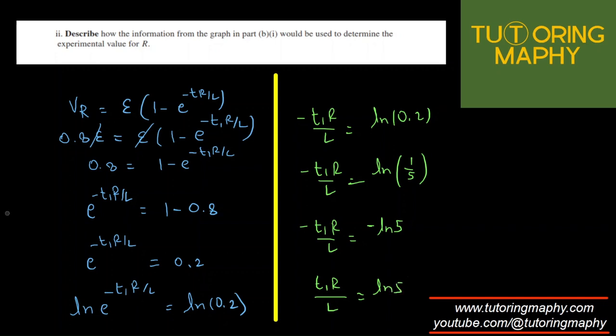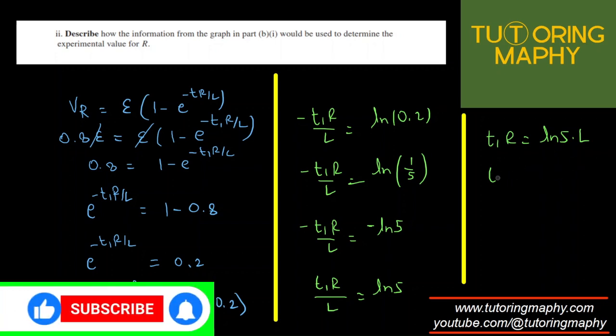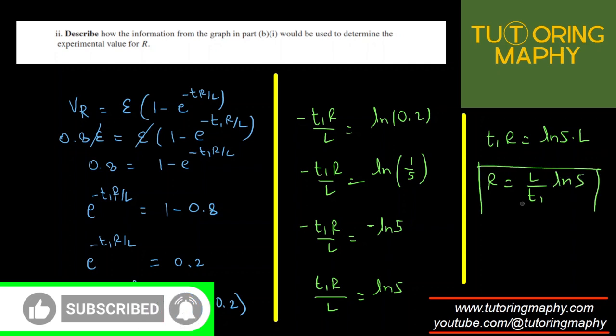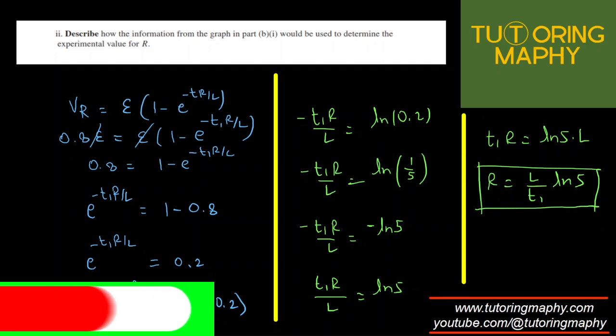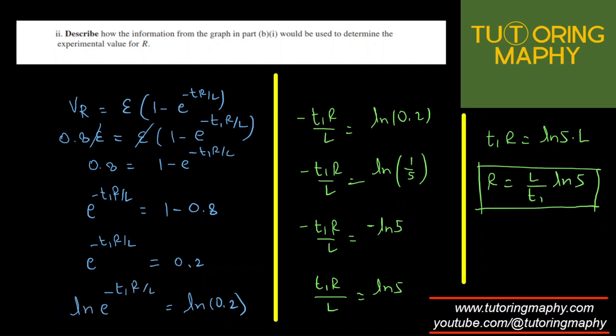And finally, the value of R once we cross multiply comes out as T1 R is equal to ln 5 times L. So T1 is equal to L over R ln... sorry, I have to find R. R is equal to L over T1 times ln 5. So this is how we will find experimentally, using the graph, the value of the resistor. So this is how we do it. Hope that makes sense. Let's talk about the next question.